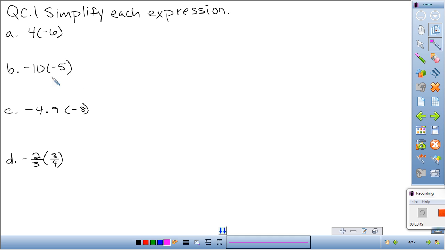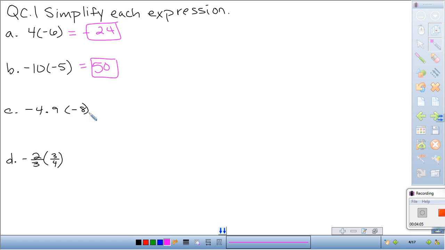Okay, let's look at the quick check. Again, we're following that rule. So we're multiplying. They have different signs, so our answer is always negative. 4 times 6 is 24. Multiplying, they have the same sign, so the answer is positive. 5 times 10 is 50.